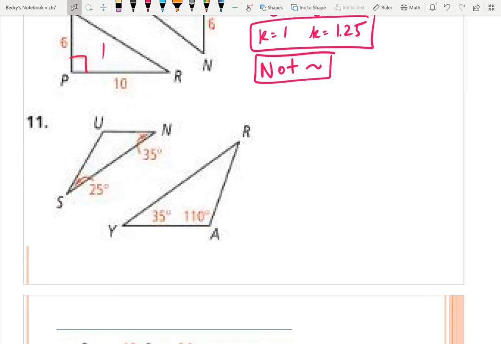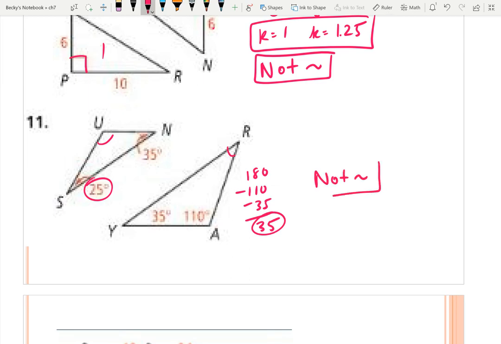Now, I have only angles. So we're going to test angle, angle, which means I need to find an angle. I can either find angle U or angle R. It doesn't matter. Just grab a calculator. 180 minus 110 minus 35. And I get 35. And I think we had this one on our notes before. This just doesn't work because this is 25 and it should be 35. So again, not similar.